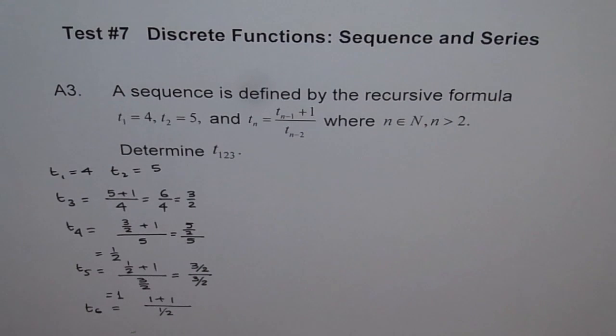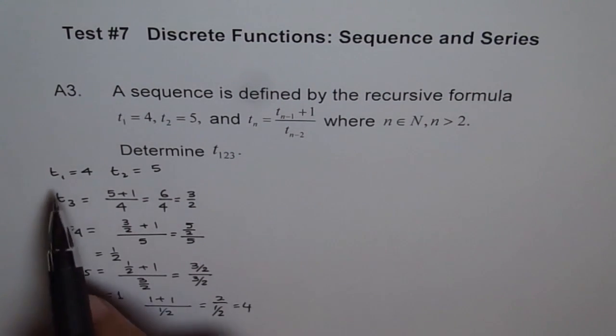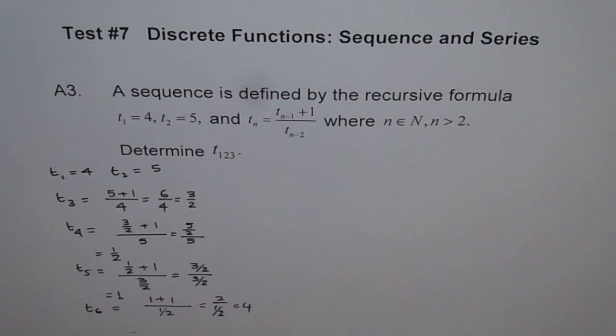So 1 plus 1 is 2. 2 divided by half gives us 4. So 4 is the same as t1. Do you see that? Well, that's good.